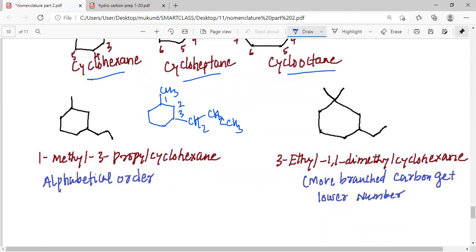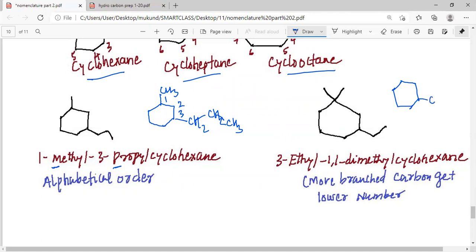We have maintained the alphabetical order, and we have given priority to the methyl group, and then we have given priority to the propyl group, and that is why we can write it 1-methyl-3-propyl cyclohexane.